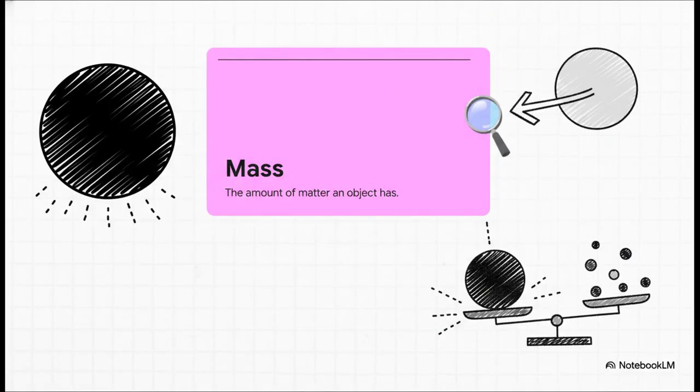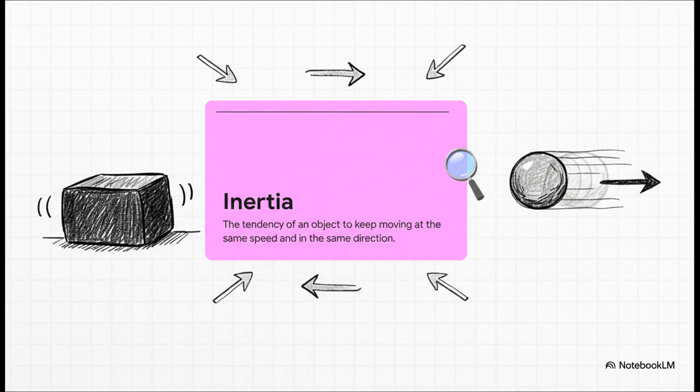Okay, next up, we've got mass. This is really just how much stuff makes up an object. It's super important because it's the measure of how much an object resists being moved, which, as we're about to see, is a huge deal. And that resistance to being moved, well, it has a name: inertia.